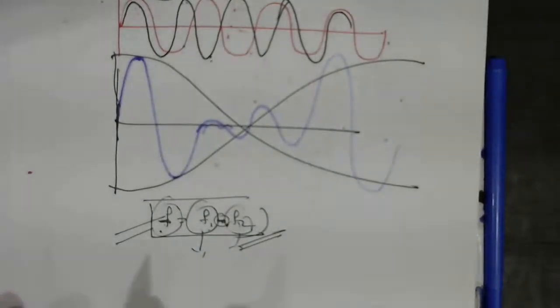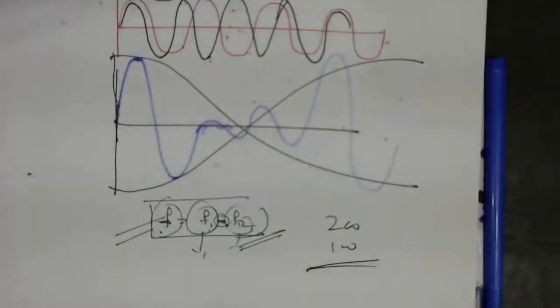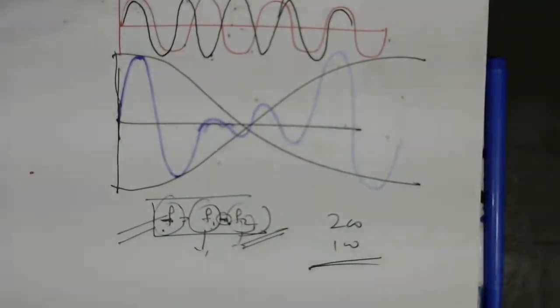The condition for beats is that the two waves should have slightly different frequencies. For example, if one is 200, the other should be plus or minus 10, so it may be 210 or 190. It should not be very different, like 1 and 100. The difference between the two frequencies should be less than 10. After subtracting these two, we should get less than 10. Then only beats will form.